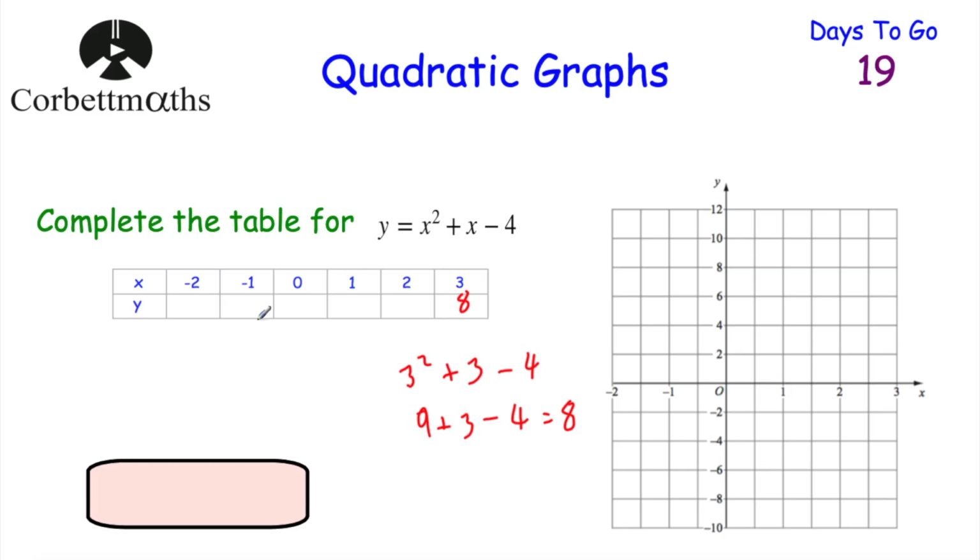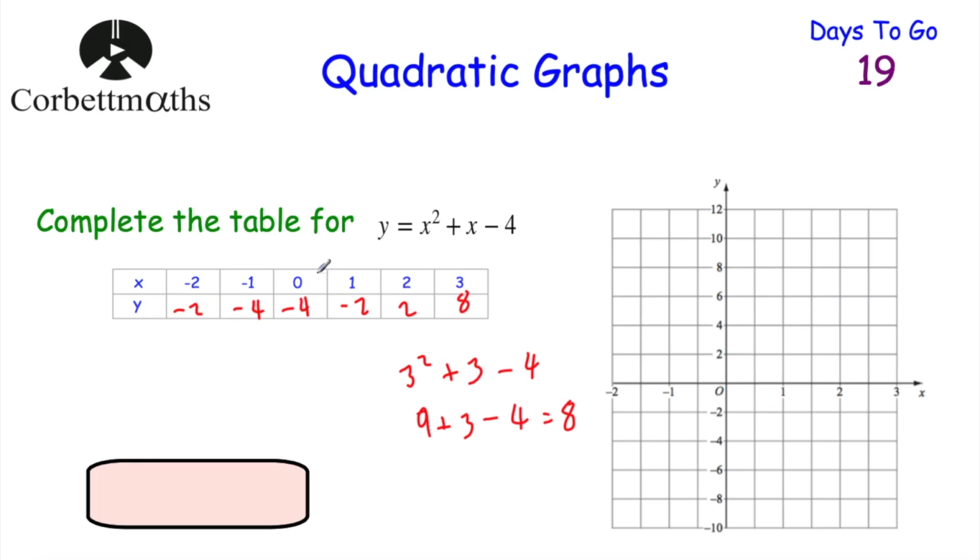Now, fortunately, sometimes some of the values are worked out for you, so you just need to work out the missing ones. If I was to do this on a calculator paper, I would use the table function on my calculator, and then I would type in x squared plus x minus 4, and press equals. Then it would ask me for the start and the end. So the start would be negative 2, and the end would be 3, and the step of the interval would be 1. Then I'd press equals, and it would tell me all of these values. And they would be the values for y.